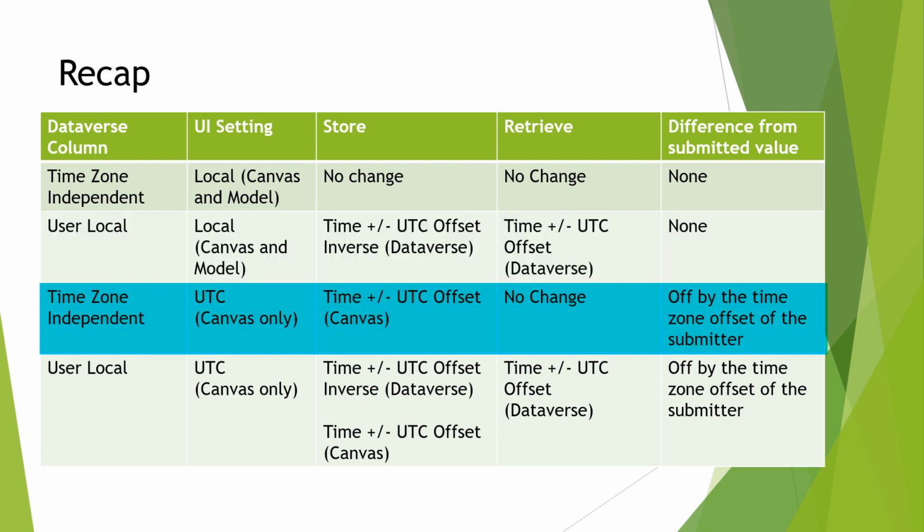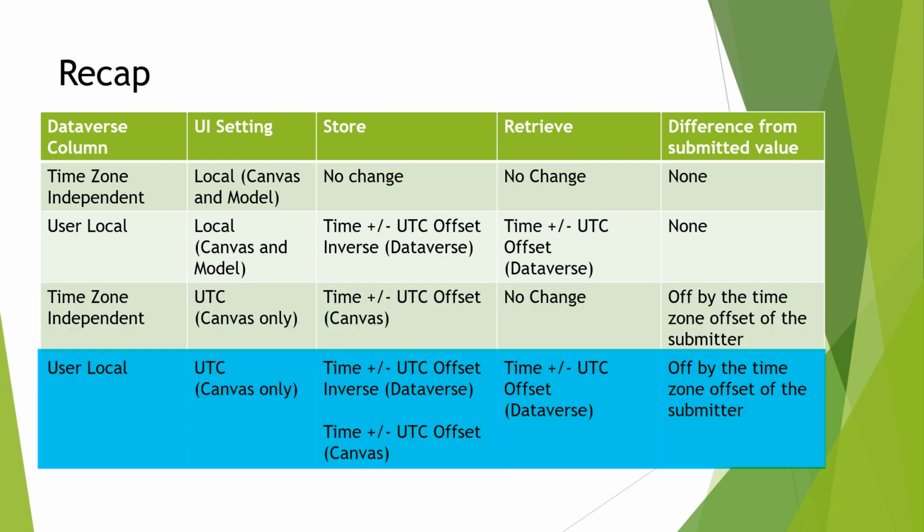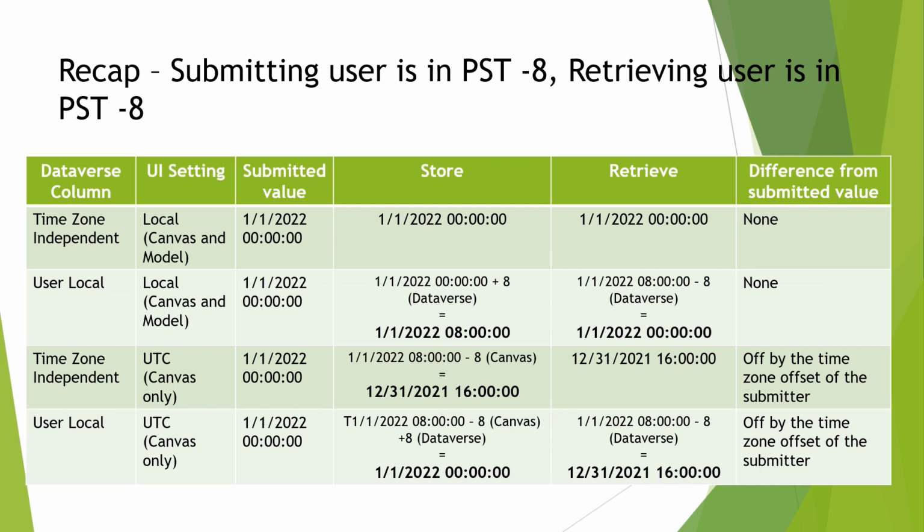If your Dataverse is time zone independent and your UI is UTC, the conversion from UTC to the submitter's time offset will be applied before storing the value, and Dataverse will make no change. The retrieved value will be the submitted value with the applied submitting user's offset. If your Dataverse is user local and your UI is UTC, Canvas converts the UTC using the submitter's offset. Dataverse applies the inverse of the submitting user's UTC value. On retrieval, the viewer's UTC offset is applied, but the end result is going to be off by the submitting user's UTC offset. Here's some examples with data provided.